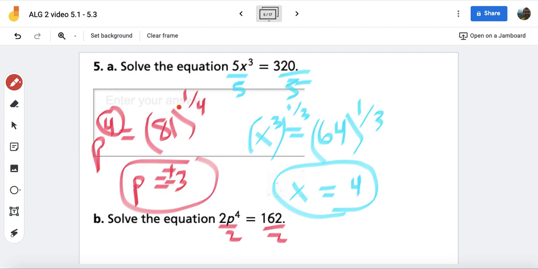So remember that. If you ever take the 1/4 root or the 1/6 root or the 1/8 root, you can have positive or negative. But if you take the 1/3 root, it can't be a negative, because negative times negative times negative would come out negative, and this was positive.